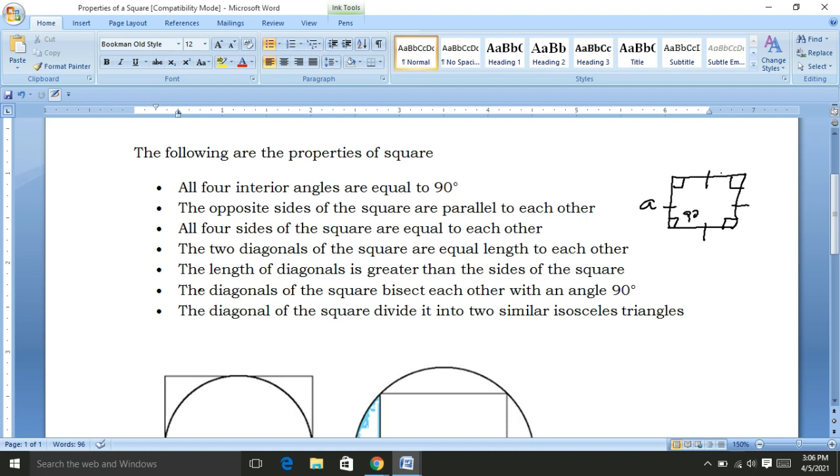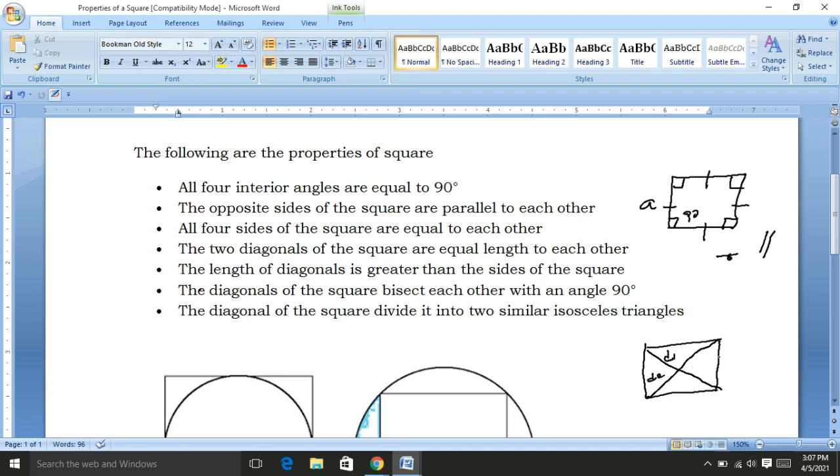We also know that the opposite sides are parallel to each other, and we represent the parallel lines like that. The four sides of the square are equal, and there are two diagonals. Suppose we draw the diagonals of the square, then the lengths of the two diagonals. Here I am going to draw one more square. This is diagonal D1, I will call it small d1, and this is small d2.